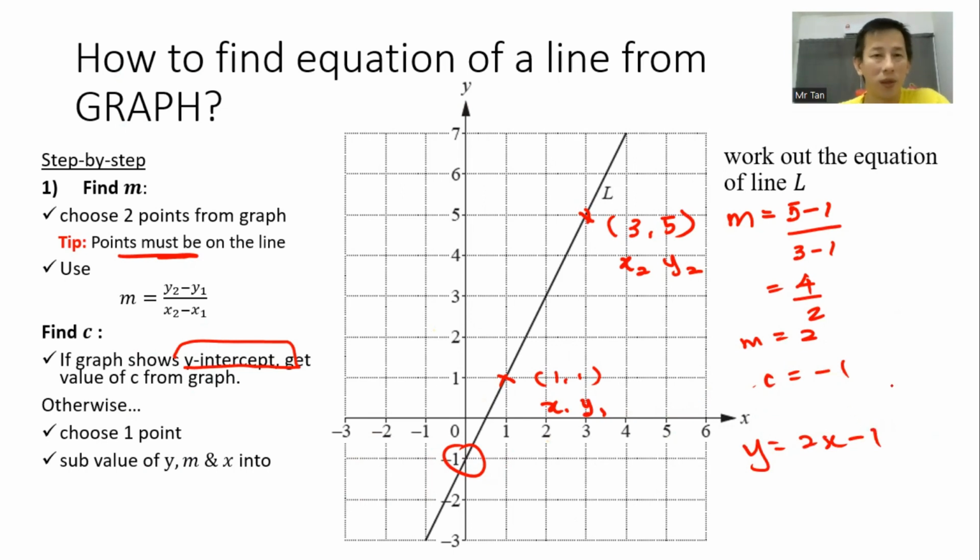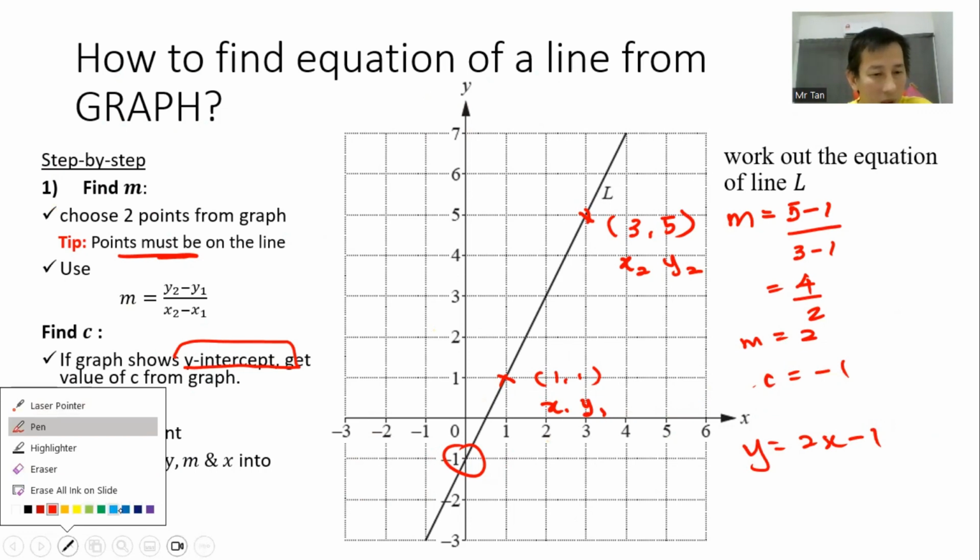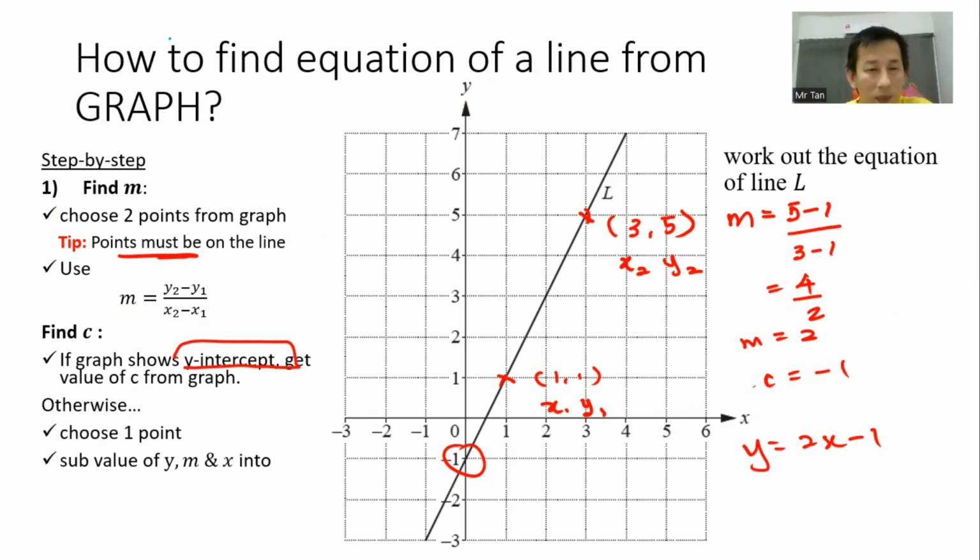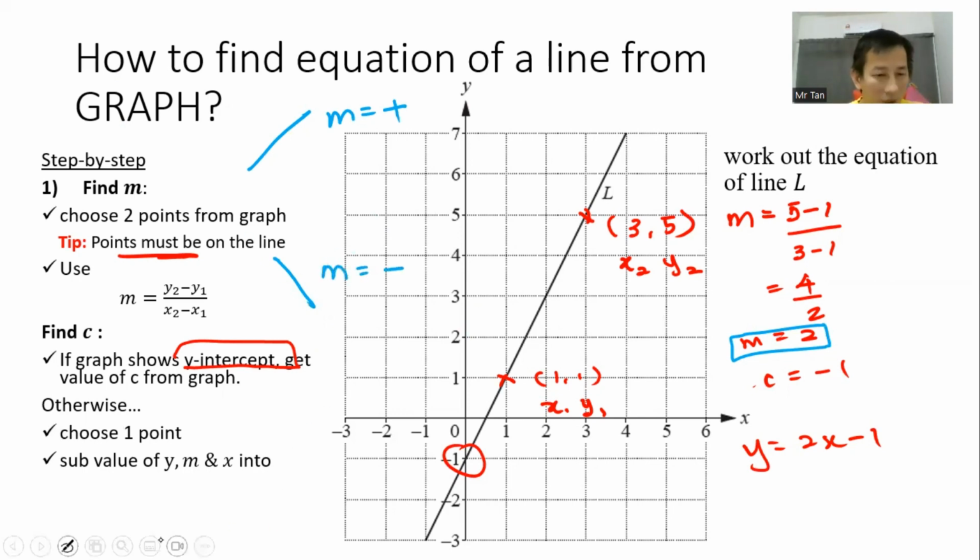One point you need to take note of when finding the equation of a line from the graph is the slope. If your slope is something like this, your m should be positive. In this case, we have a positive m here. If your slope is like this, or your graph is like this, then your m should be negative. Do take note of this. Otherwise, you may calculate wrongly, and that's it.